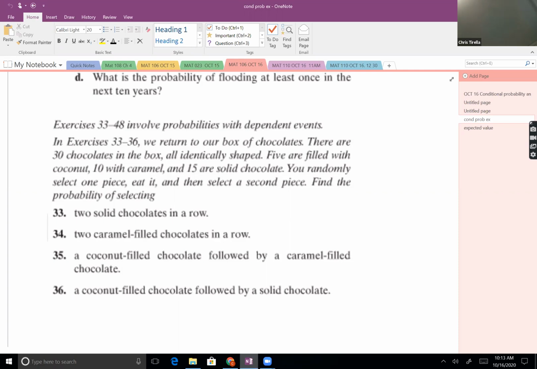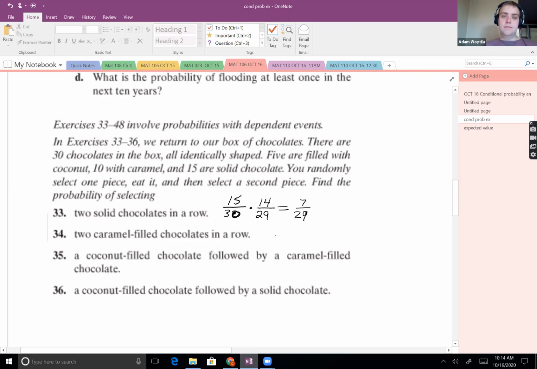With this question, what's the probability that the first one is a solid chocolate? In my box, I have 30 and 15 are solid chocolate. We got our solid chocolate. We ate it. What's left? How many are left in the box? Total, 29. 14 solid chocolates out of 29 candies. Sorry, I wrote 29 and I misspoke. If I go through and multiply that, I believe that reduces to 7 over 29.